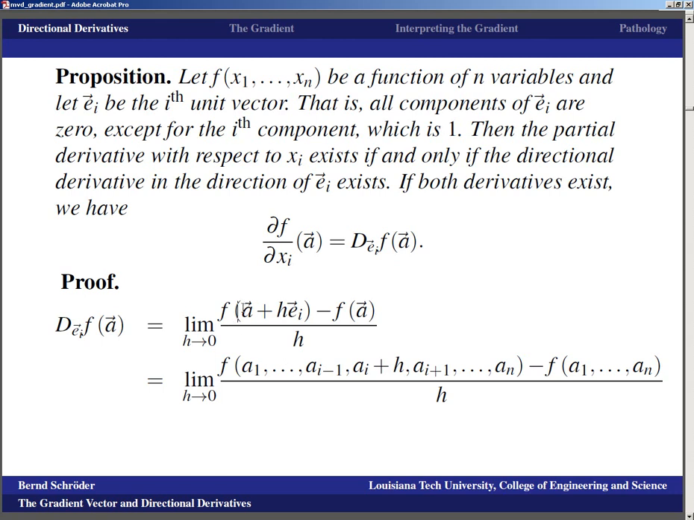So this thing here is nothing but a1 through a_{i-1}, which don't change. Then you add h times 1 to a_i, and then a_{i+1} through a_n don't change again. You subtract from that f of a, which is f of a1 through an, and you divide by h. And if you look back at that presentation, that's exactly the definition of the partial derivative.